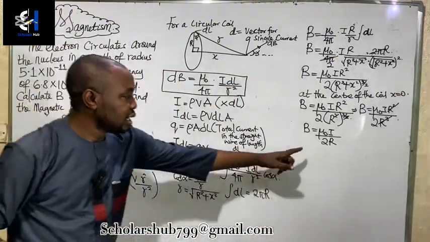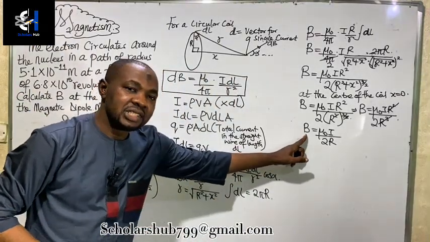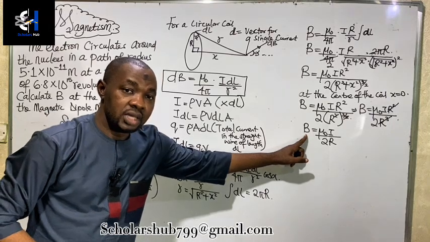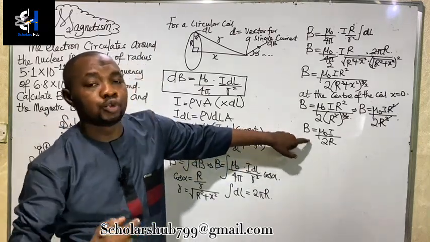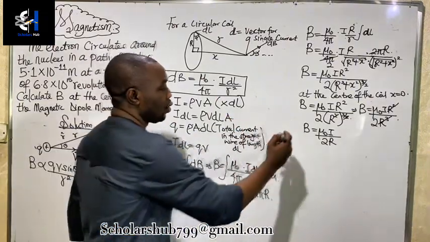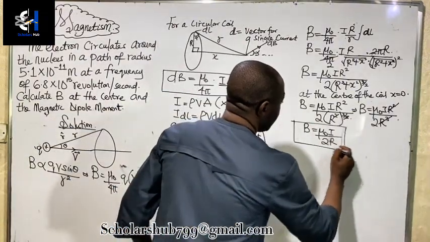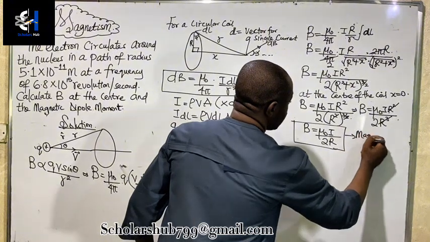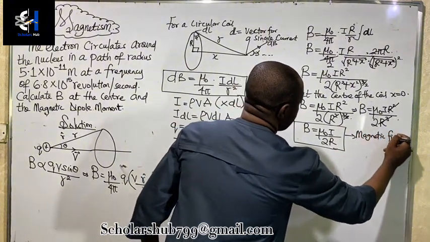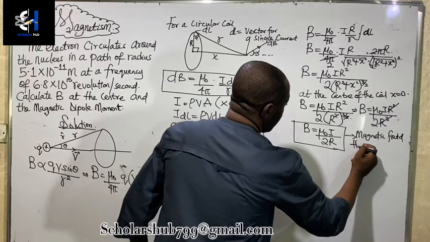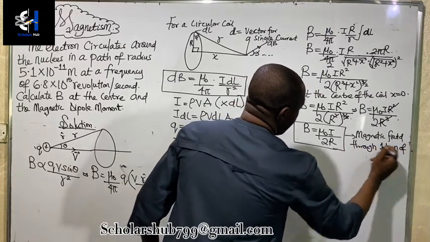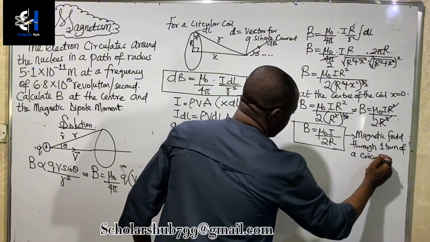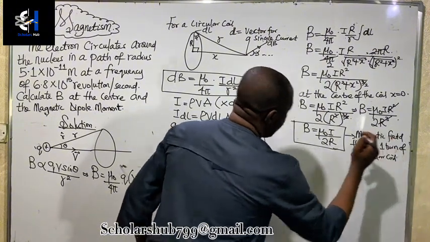Now, can we see that we now have the magnetic field in a coil? That's the magnetic field through 1 turn of a circular coil.